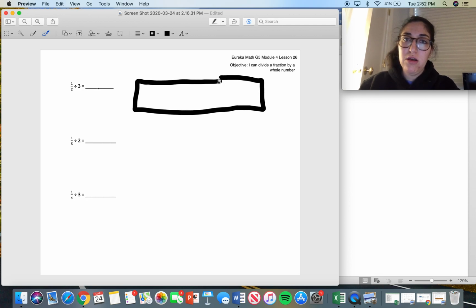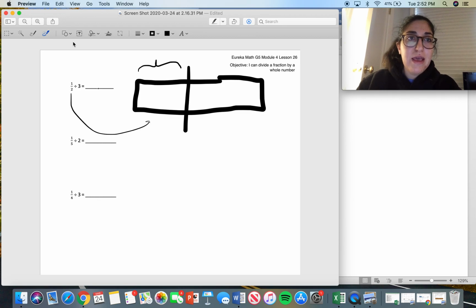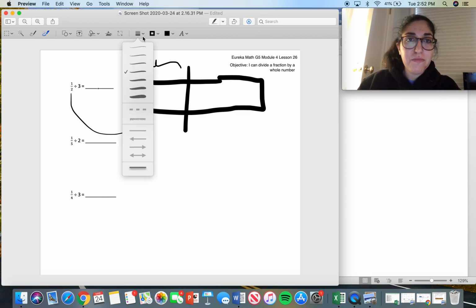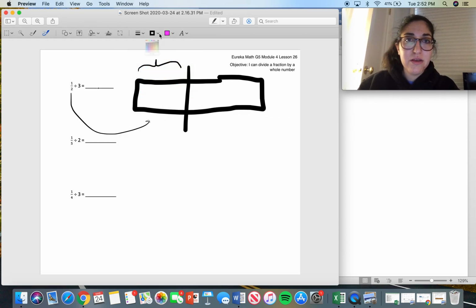I'm going to draw a half, which means I'm going to start with a whole, and the half that I care about is going to be this half, right? This is the half that I care about. So this is my half, right? And then I need to divide it by, which of these works? By 3, right?